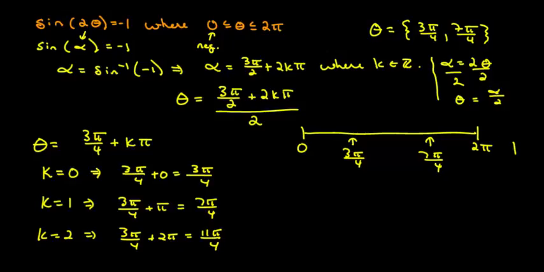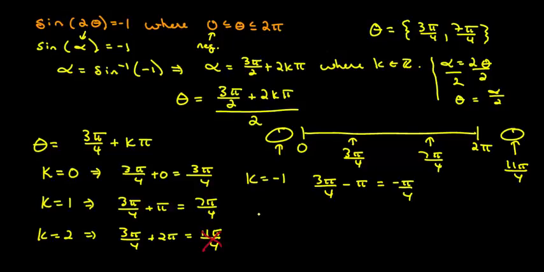But 11 pi over 4 would fall out here. That's past 2 pi. So 11 pi over 4 doesn't count, because it's outside of the interval. If you go k is equal to -1, then you'd have 3 pi over 4 minus pi, which would be equal to negative pi over 4. And of course that falls outside over here. And so that can't be a solution either.